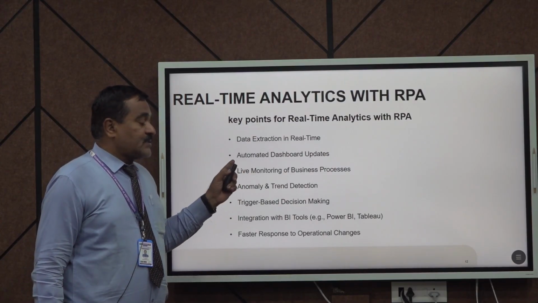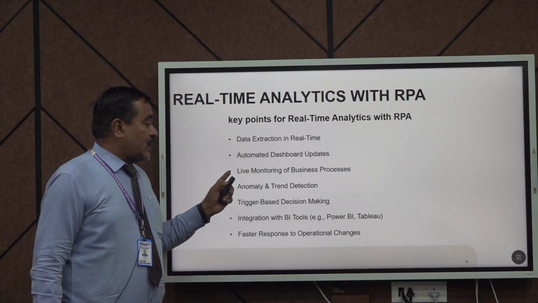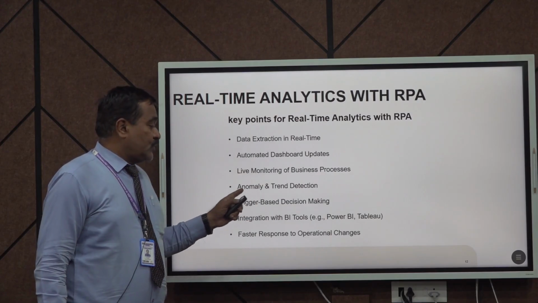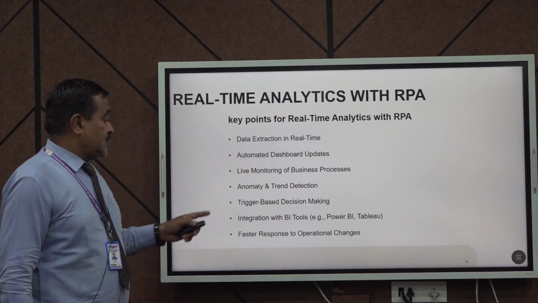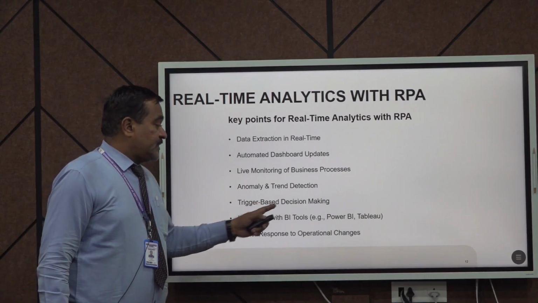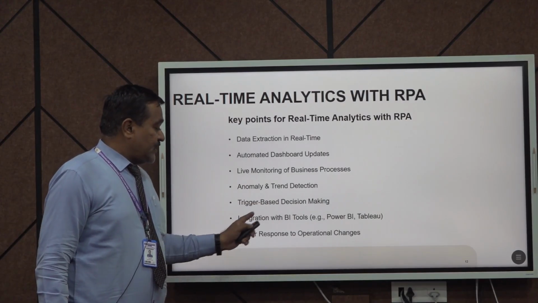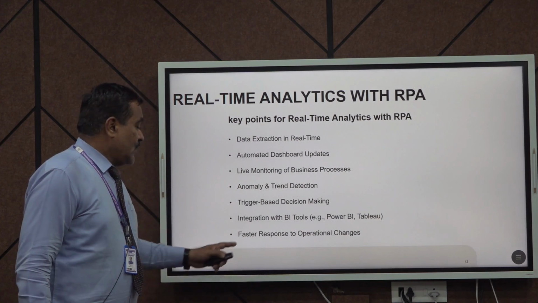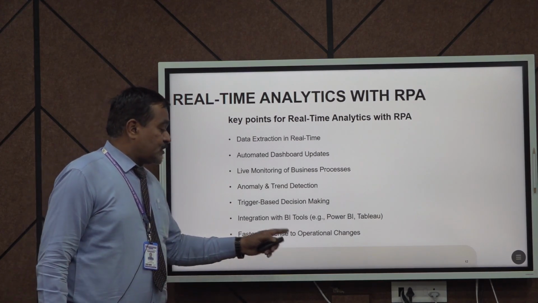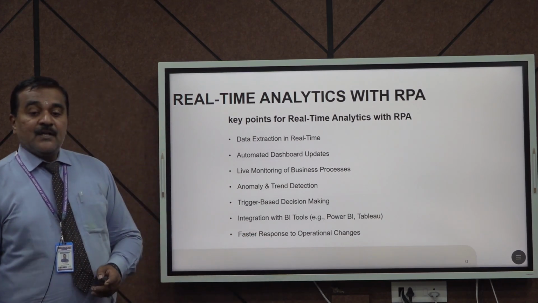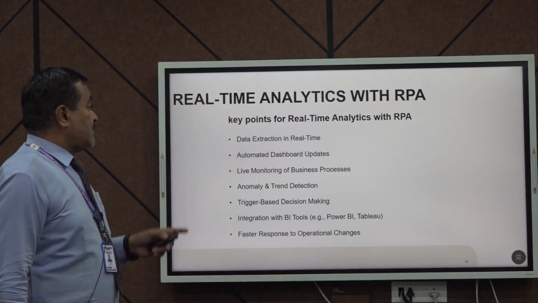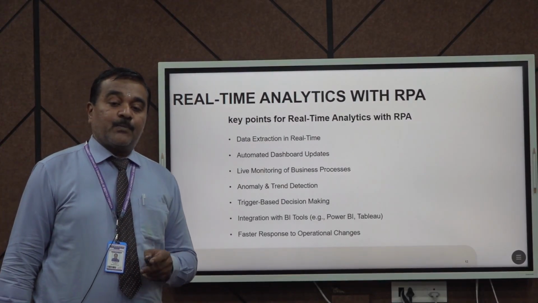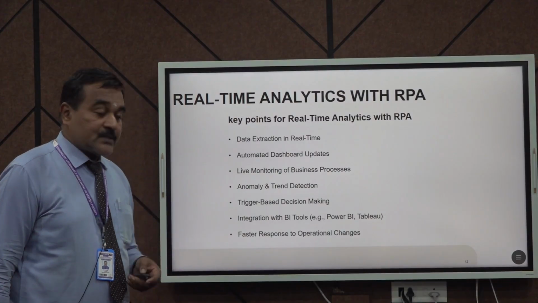The second one is automated dashboard updates. Third is live monitoring of business processes. Fourth is anomaly and trend detection. Fifth is trigger-based decision making, and sixth is integration with BI tools such as Power BI or Tableau. Seventh is faster response and operational changes. So these are the major concerns; we need to concentrate on the key points for real-time analytical processes using RPA technologies.